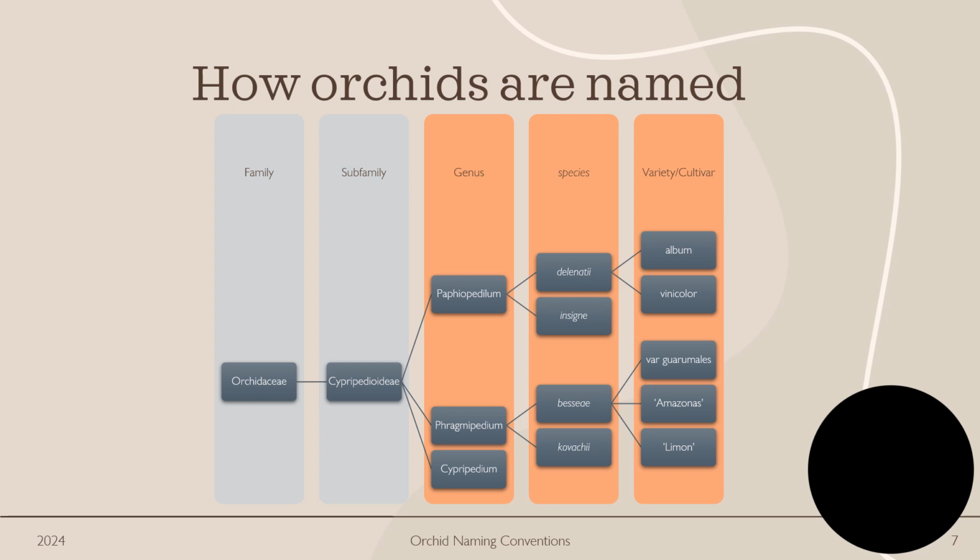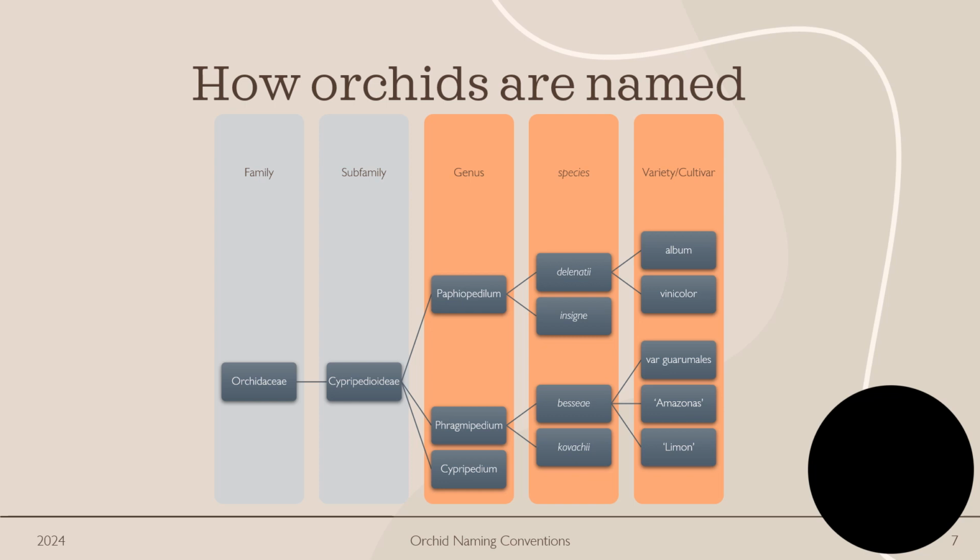Within each of those genera, there are several species, and a species is generally accepted as being the largest group of a biological entity, a biological life form that can successfully interbreed with itself and produce progeny that look like itself. So under Paphiopedilum there, I've selected 2 different species, delenatii and insigne. And under Phragmipedium, I have besseae and kovachii, or besseae, I think is probably correctly pronounced, and kovachii.